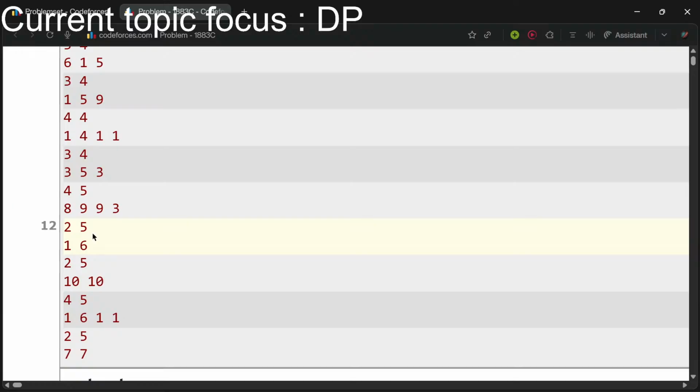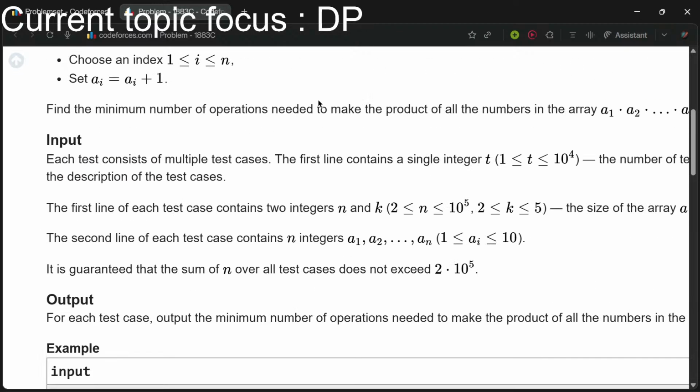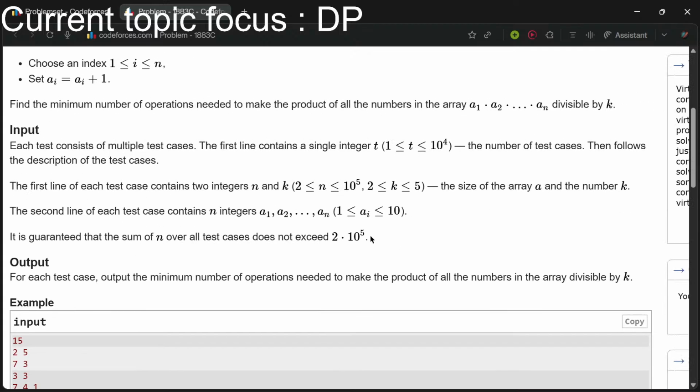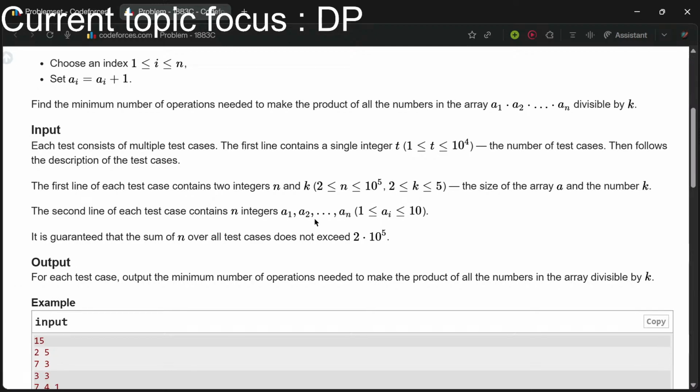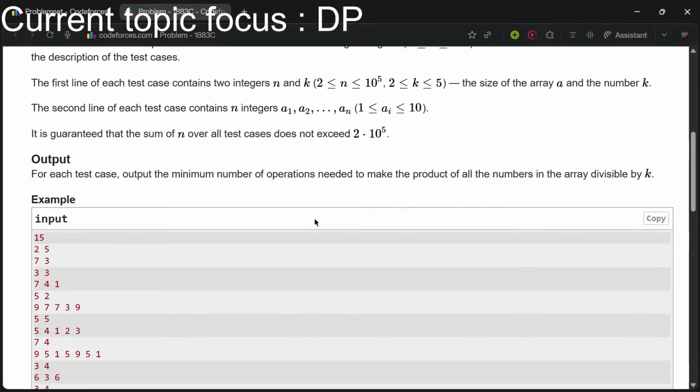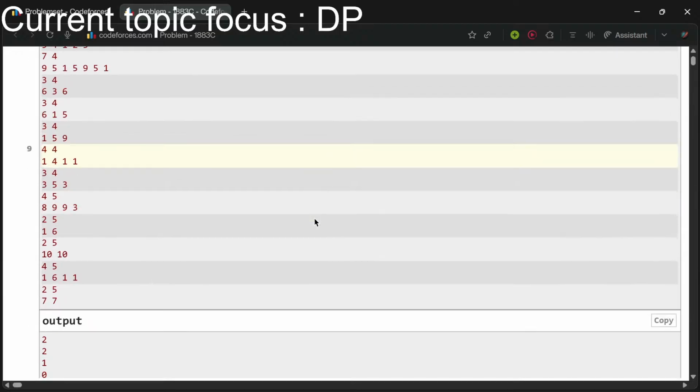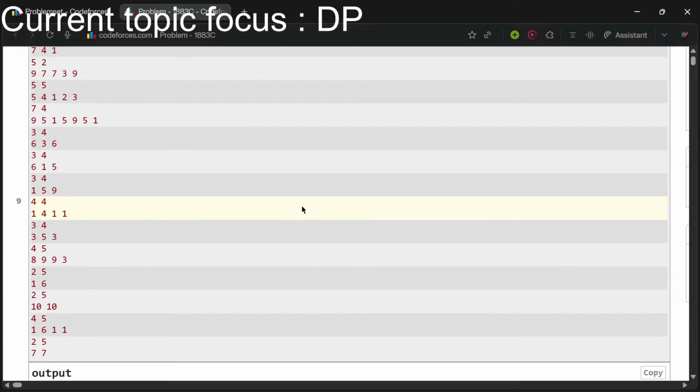So taking the bigger number would make sense, or would taking the smaller number make sense? Let's see. Can I apply sorting here? The constraint is 2 into 10 to the power 5, so log n. I cannot sort. So using a maximum element is probably not the answer.